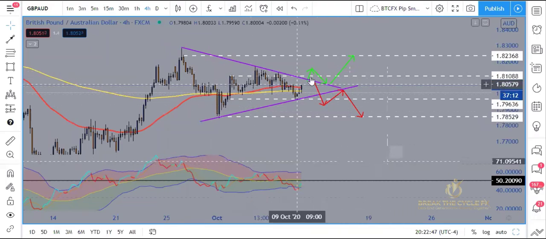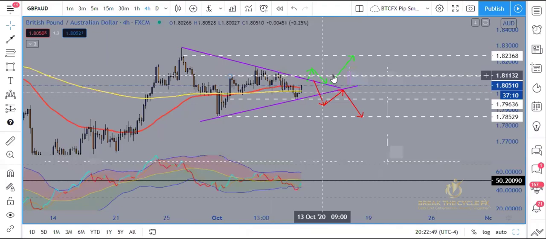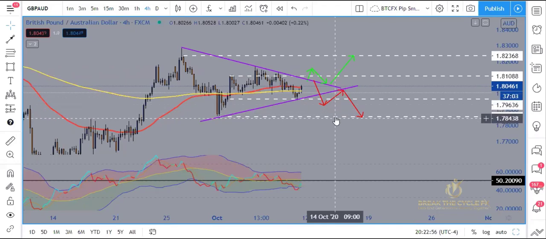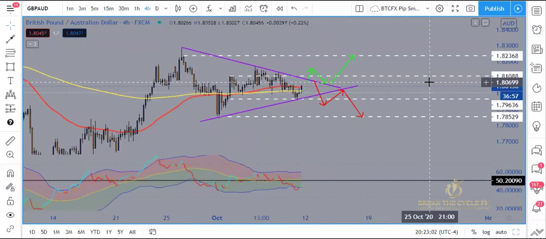First, this top level, look at the price. We're around 1.8100 there, right? Down here, where are we at? 1.7853 or 1.7850. You see, we're just playing in between our bank levels, right?